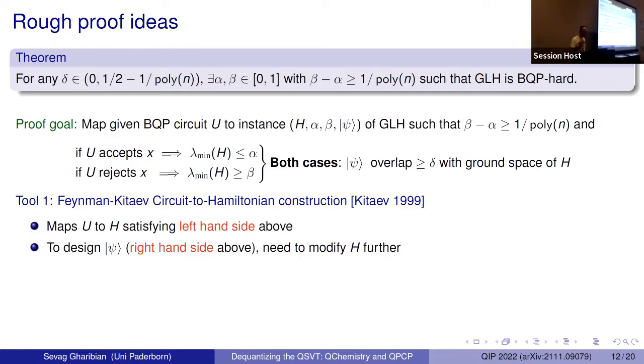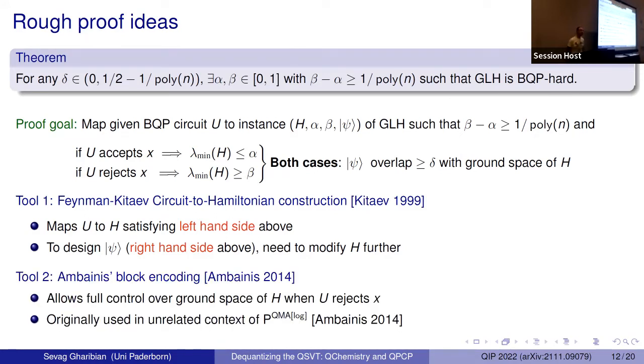It's not too difficult, but what we're going to do is steal somebody else's work. So Anders Sambinus in 2014 started this really nice line of work on this complexity class P to the QMA log. And one of the tools he introduced there was this so-called block encoding. All I'm going to tell you is why is this useful for us?